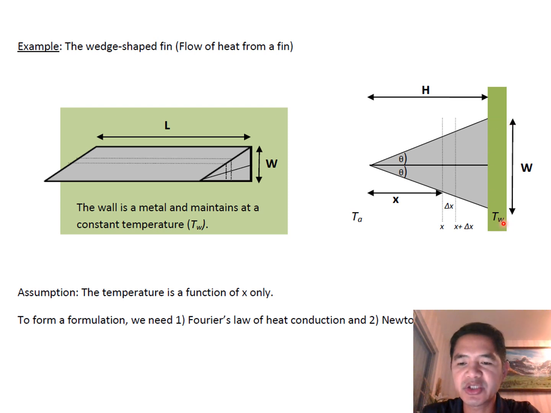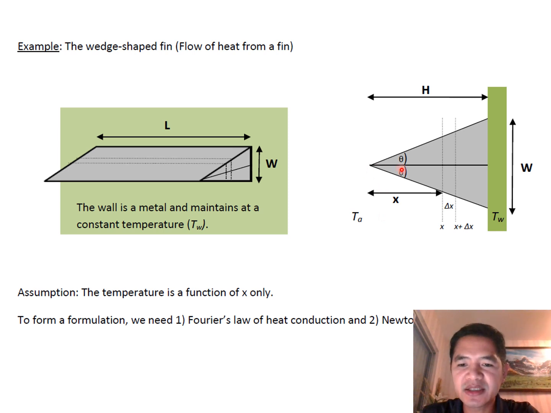This is T_W. Let's say this area is hotter than the outer temperature, which is the ambient temperature, T_A. This fin is used to release the heat from the wall. As you see, it increases the surface area of the system, so the heat can be released more if you have a large surface area.